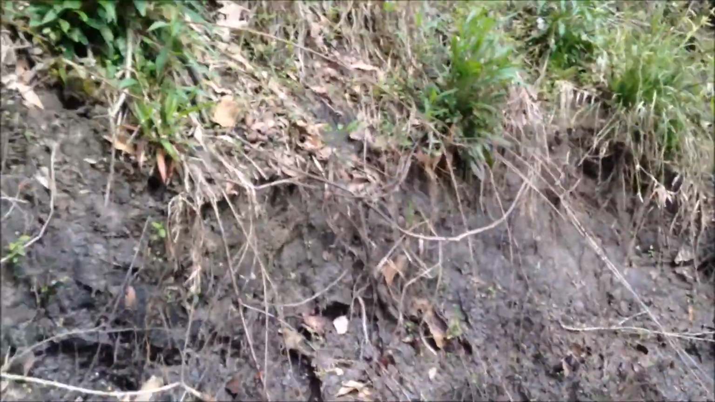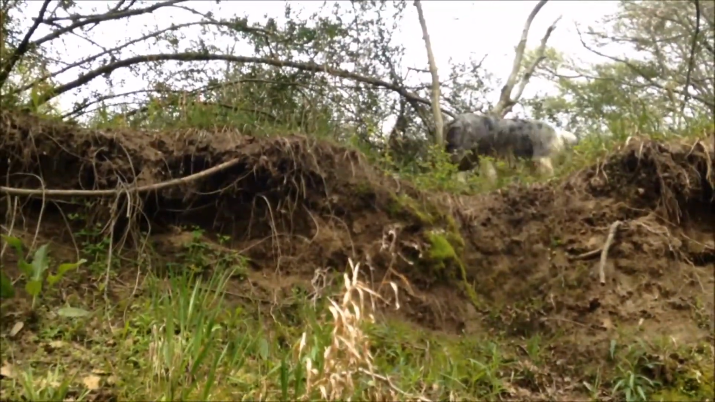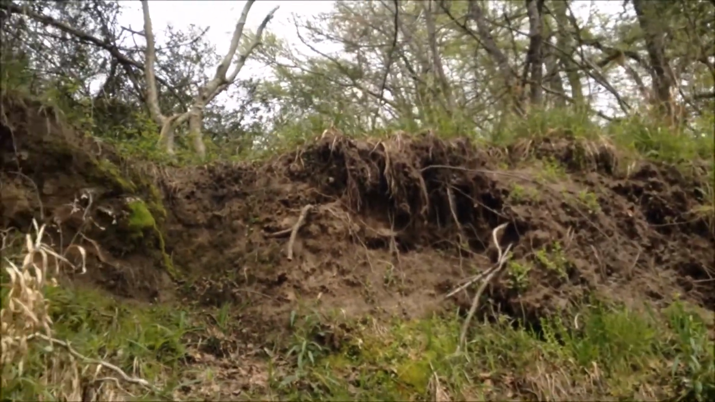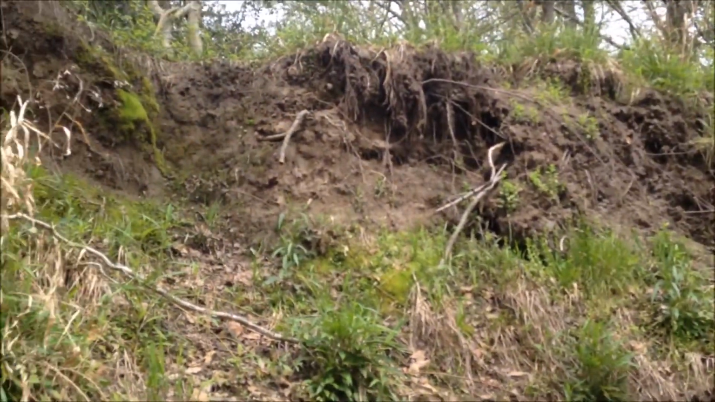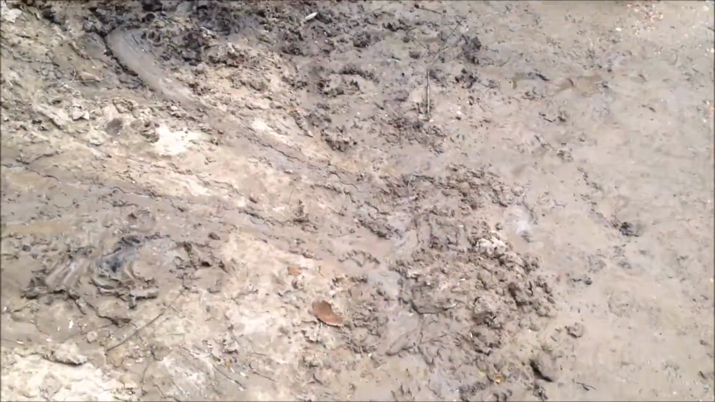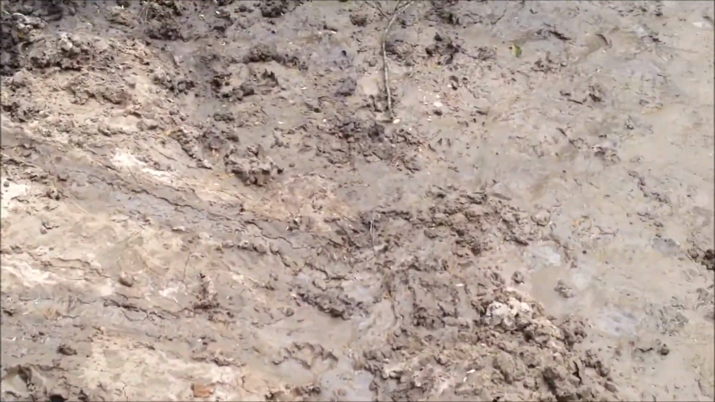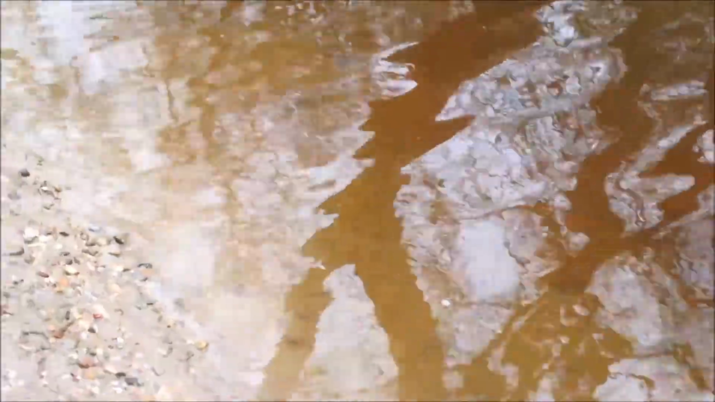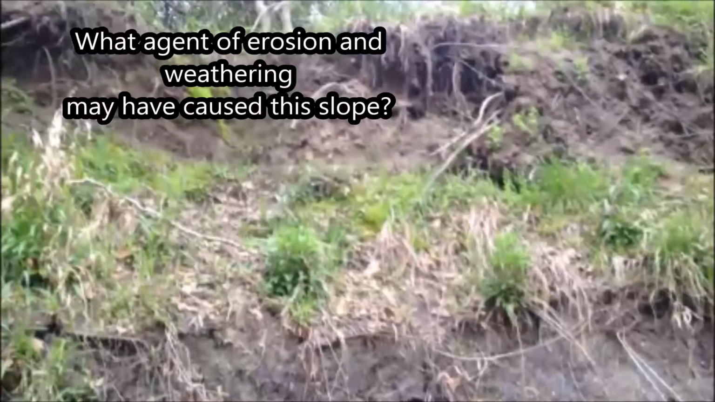It is still a continuous process happening as we have another dog coming in up and down the slope, creating more weathering and erosion and leaving the deposition to follow here into the stream. What agent of erosion and weathering may have caused this slope to look like this?